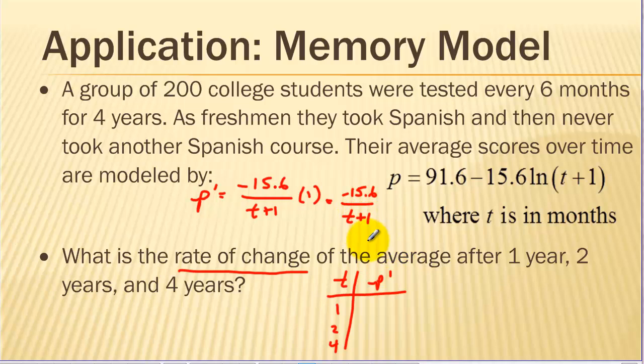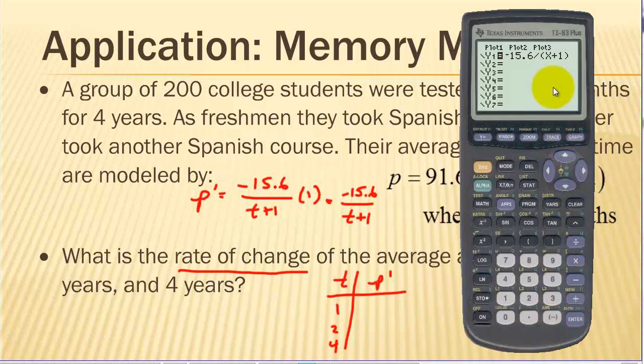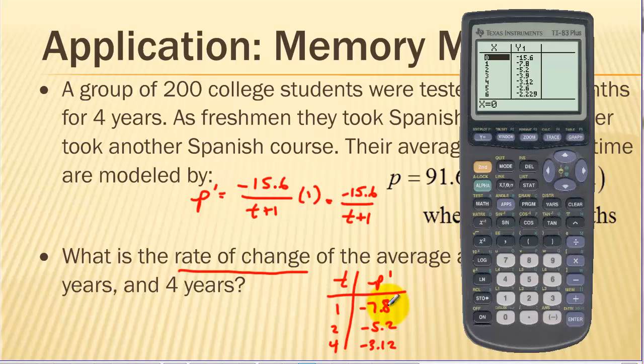If we put 1 in here, let me pause this and bring up a calculator. Okay, so I've brought up our table and I've entered in our p prime. And we can use the table function here to fill in our table. So we've got negative 7.8. And for 2 years, negative 5.2. And 4 years at negative 3.12. So their average on the test after 1 year is decreasing at a rate of 7.8 points per year. And then the second year, negative 5.2 and negative 3.12.